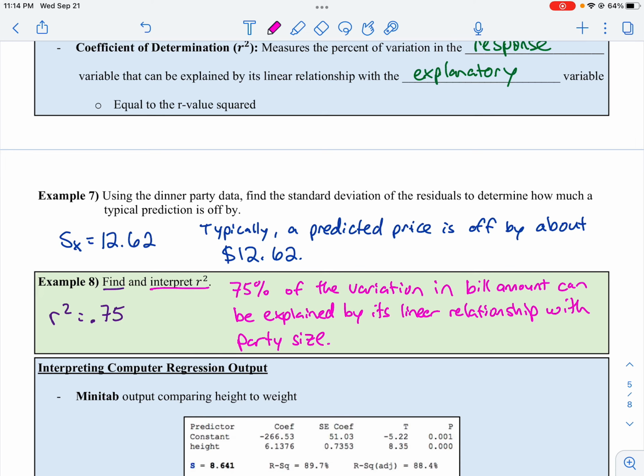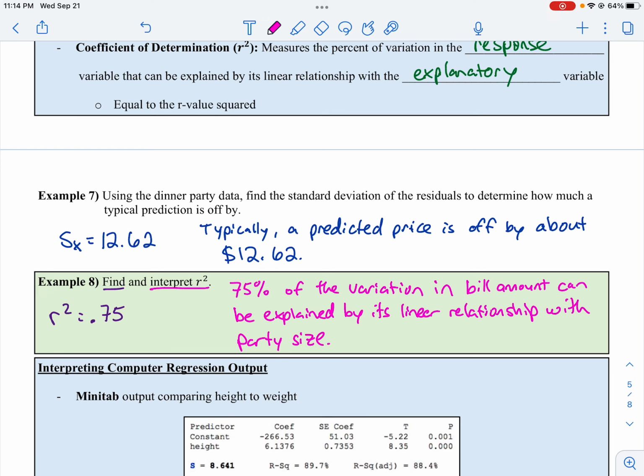Now, what does that mean in layman's terms? We know that as the party size increases, the bill amount is going to increase. Well, how much of the bill increasing is accounted for strictly by the number of people? 75% of it. 75% of the amount that the bill changes is based on how many people there are. So what's the other 25%?